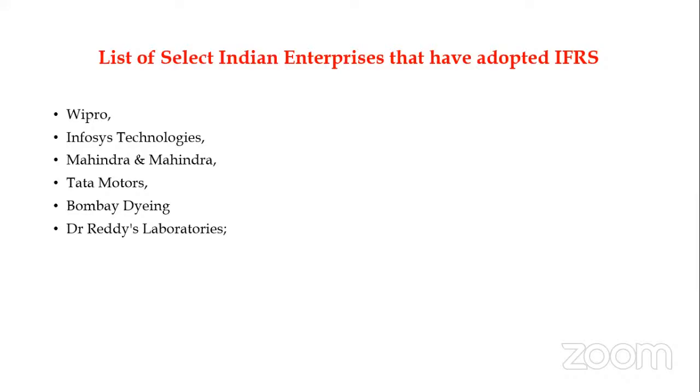I have mentioned here a list of selected Indian companies who adopted IFRS: Wipro, Infosys Technologies, Mahindra & Mahindra, Tata Motors, Bombay Dyeing, Dr. Reddy's Laboratories and so on. These are Indian companies. They are supposed to prepare financial statements based on Ind AS only. They prepare financial statements based on Ind AS. In addition to Ind AS, they also prepare financial statements based on IFRS because they got listed in the US stock market. That is the main reason.